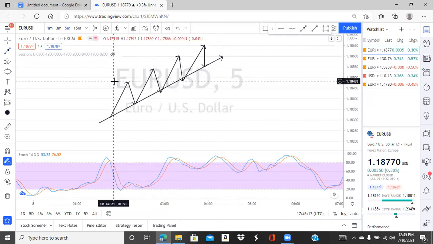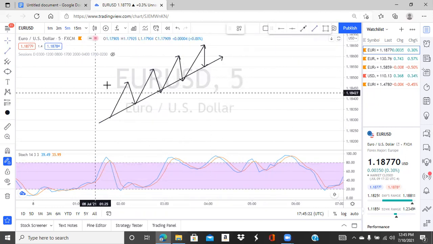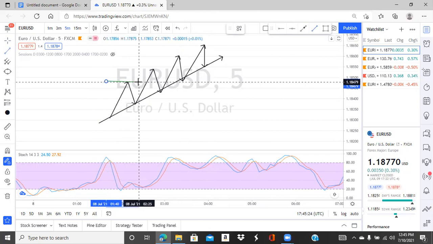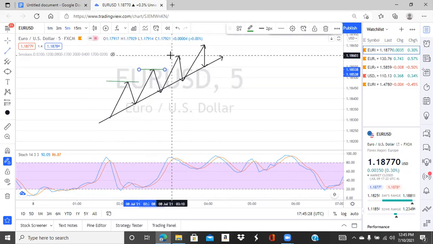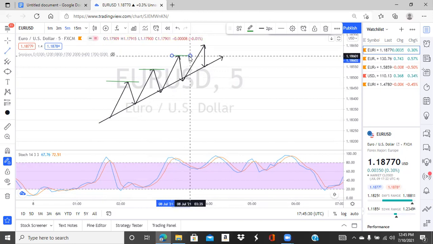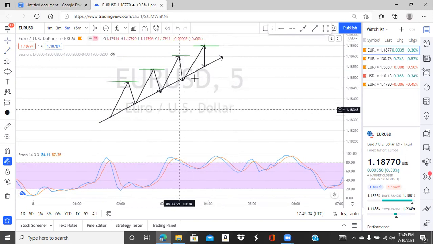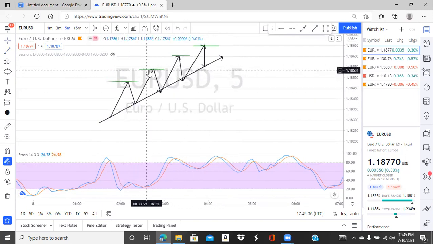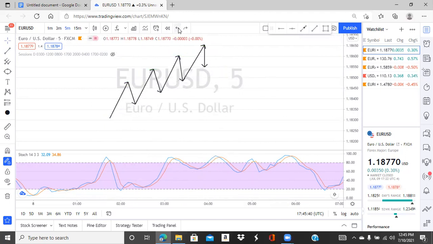All right? It's always going to make higher highs. So right here we have a high, and then right here we have a higher high. And then right here we have a higher high again. And then right here we have another higher high. As long as that impulse move up moves higher than that last impulse move, we are still in an uptrend.